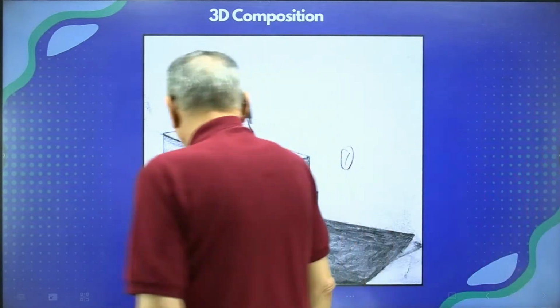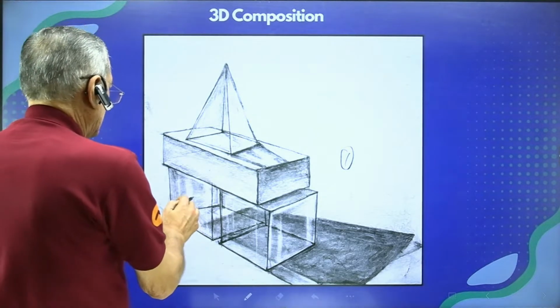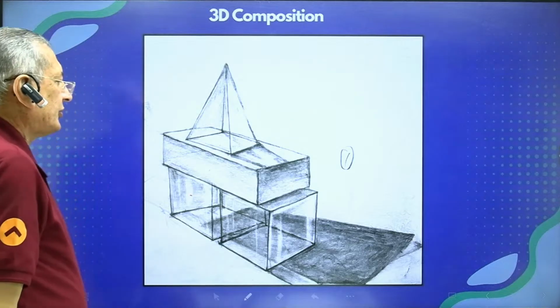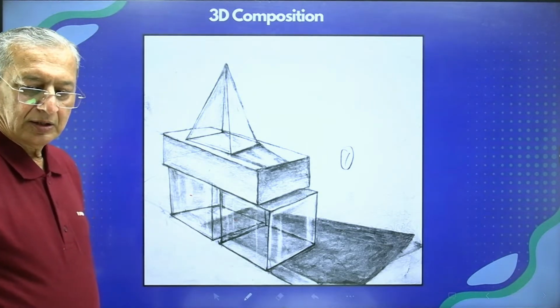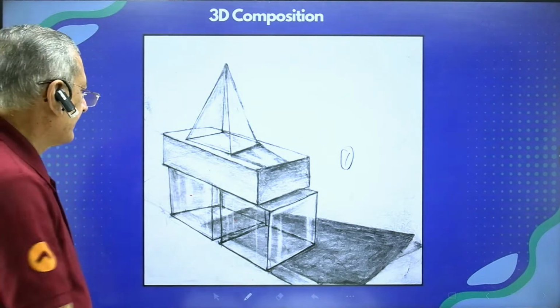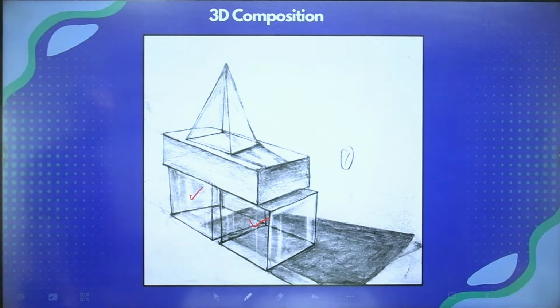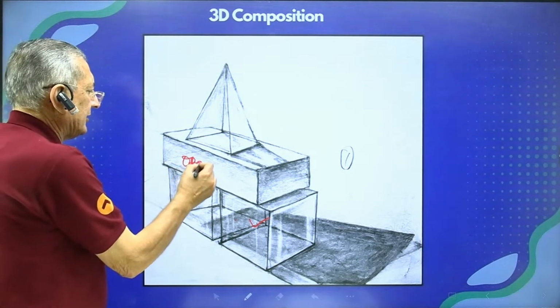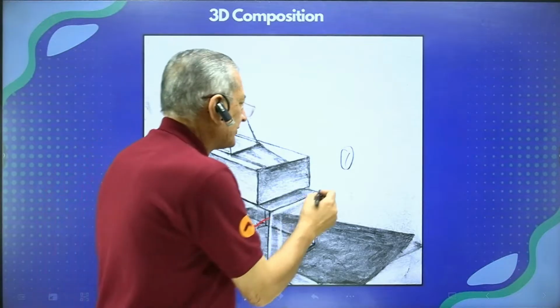A 3D composition. Here is a composition where you see three cuboids and a prism. And guess what? The cuboids down below are transparent. This is opaque. I have brought in this example particularly to make you understand the sciography.